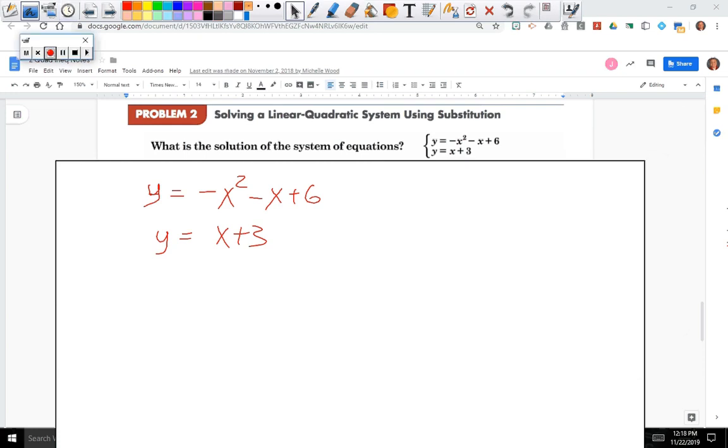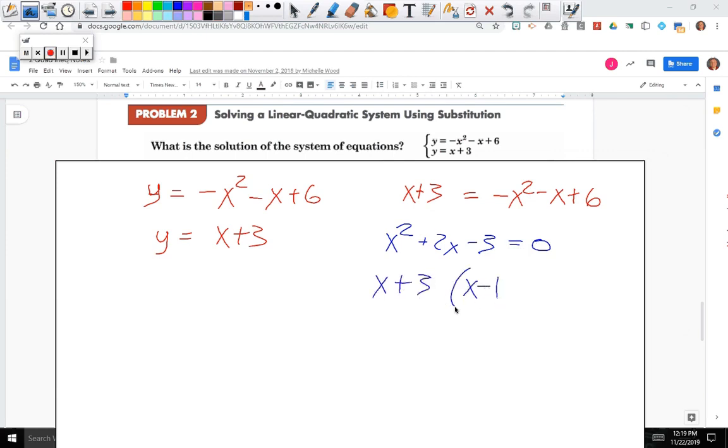Here we go. All right, time's up. Let's see how well you did. Setting these equal to each other. I was definitely looking for that first. The second step was, let's get them all on one side. So x squared plus 2x minus 3 is equal to 0. Then x plus 3, x minus 1, factor it out.